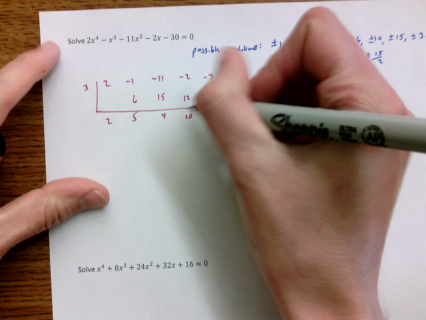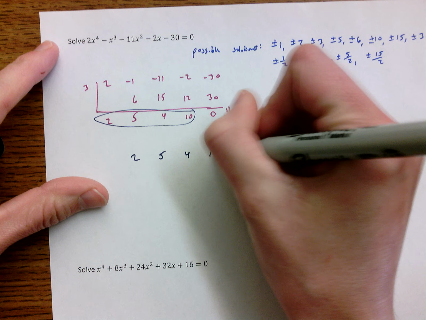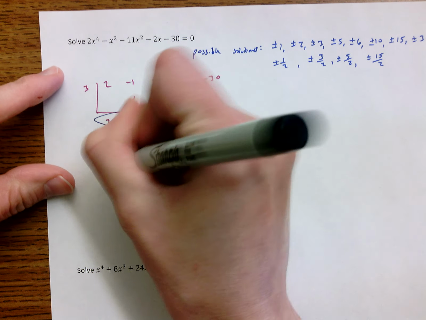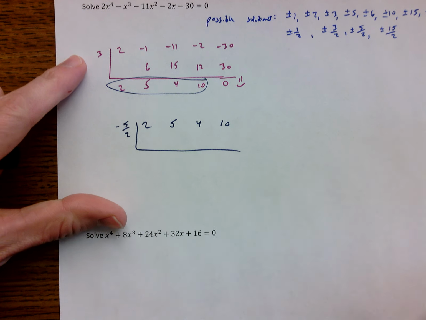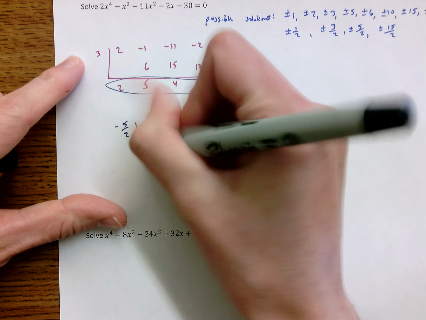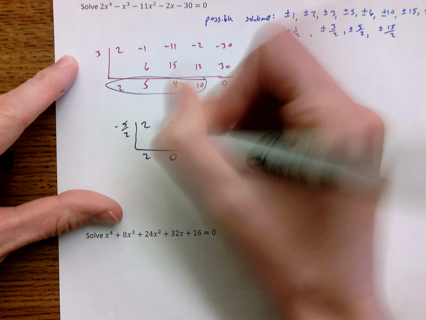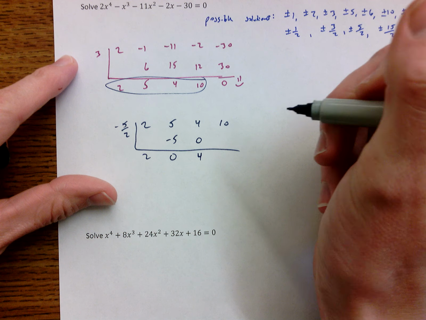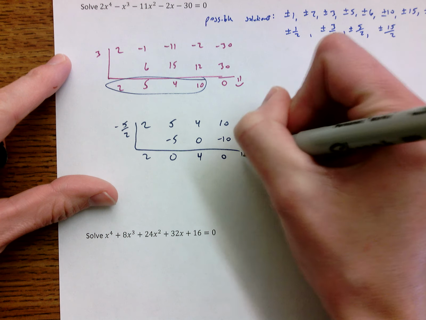So again, take these numbers now. Don't start over with the original one, but take those numbers. All right, and I'm going to use -5 halves. Make sure you're using that in fraction form. It's going to make your life easier. So 2, -5 halves times 2 would be -5. So that's 0. Cool, that's another 0, so that's 4. -5 halves times 4 would be -20 halves, which is -10. So great, that worked.